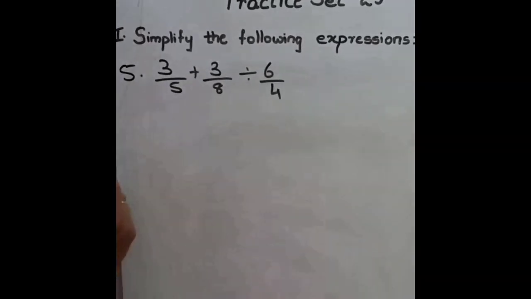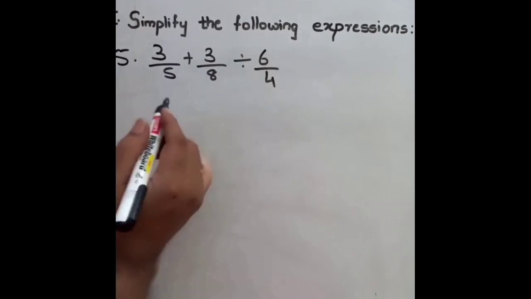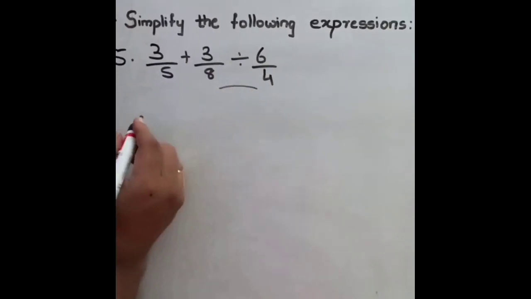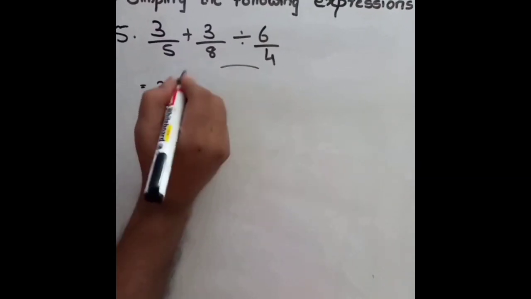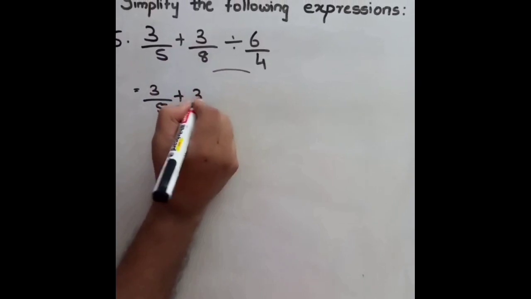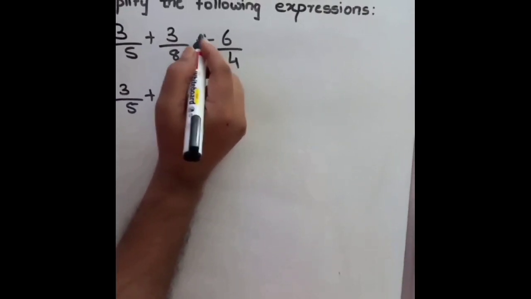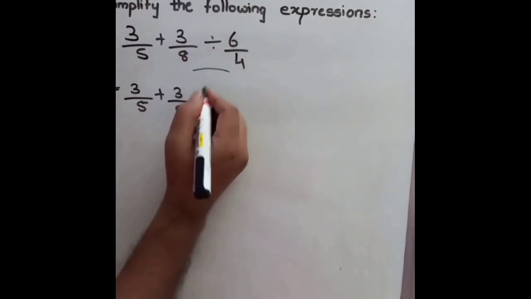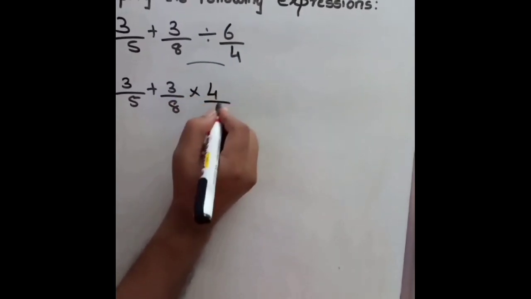Now we're going to solve the fifth sum. This is 3 upon 5 plus 3 upon 8 divided by 6 upon 4. So we'll solve this part first. How will it be? 3 upon 5 will come as it is. 3 upon 8 will come. Here it is divided. So in the previous topic we have seen the reciprocal part. So 6 upon 4 reciprocal is 4 upon 6.